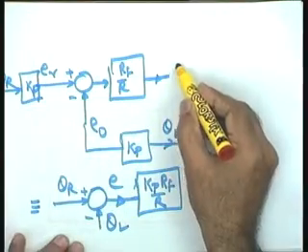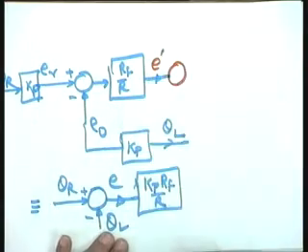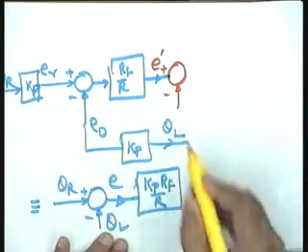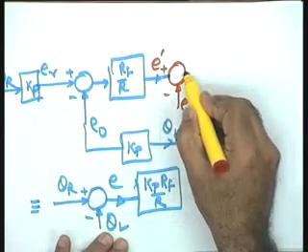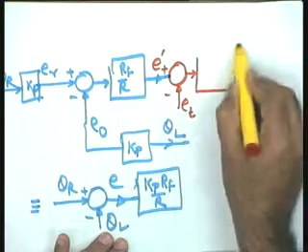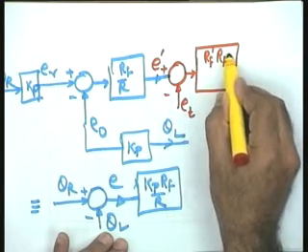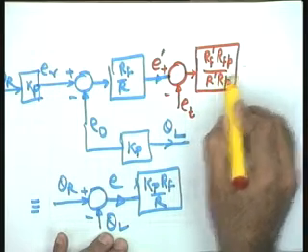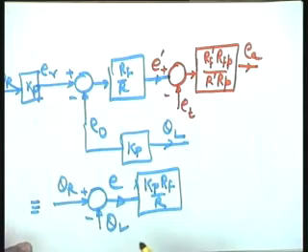The minor loop side I completed this way now. This was the signal, we named it as E dash. Let me put a plus sign here, a minus sign here. This is the signal ET coming from the tacho generator. This particular signal I multiply by RF dash RFP divided by R dash into RP, so that this becomes EA, the armature voltage.